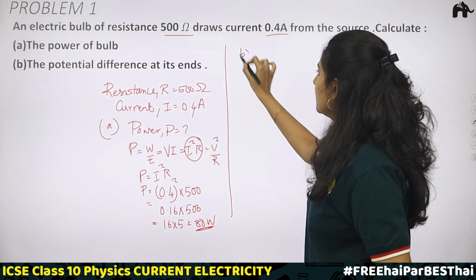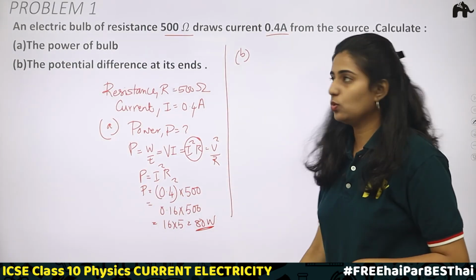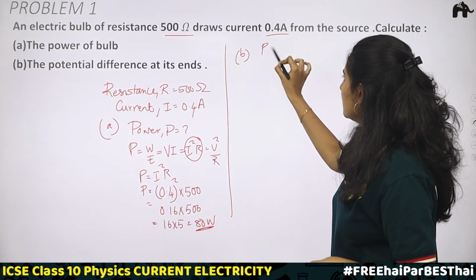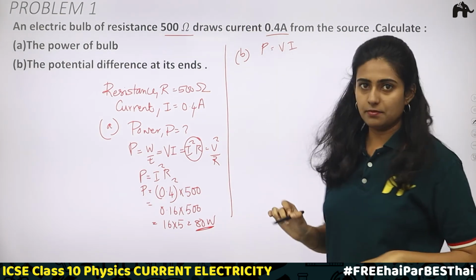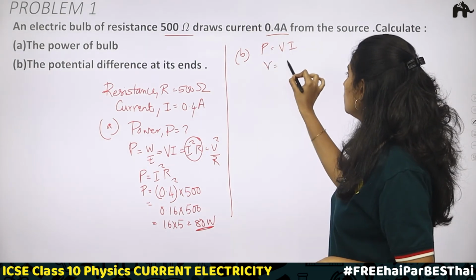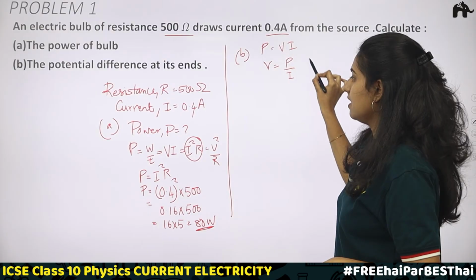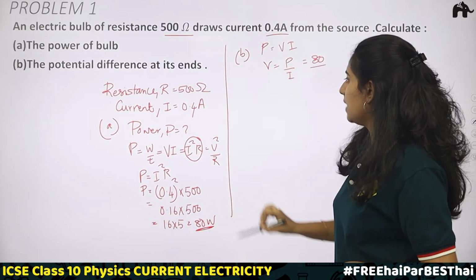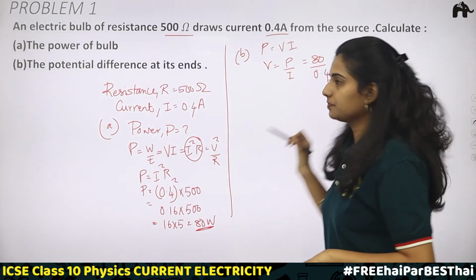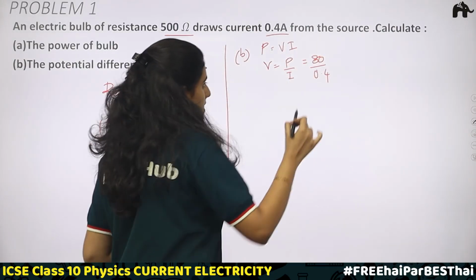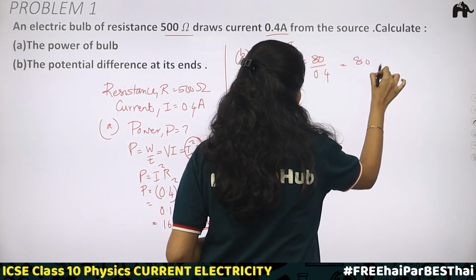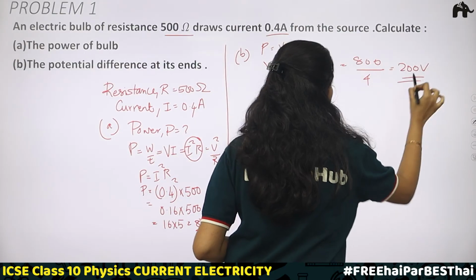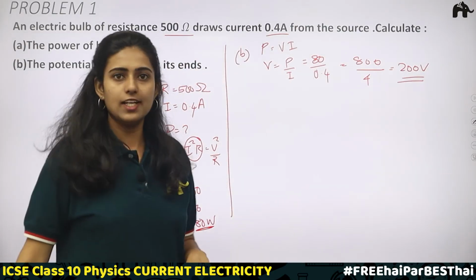Now the second part of the question, we have to find the potential difference between its ends. How to find the potential difference? Take the relation. We have power P is equal to V into I, which means V is equal to P divided by I. Here the power we have determined is 80 divided by current 0.4. Okay. 80 divided by 0.4, which is 800 divided by 4, and that is equal to 200 volt. So 200 volt is the potential difference.